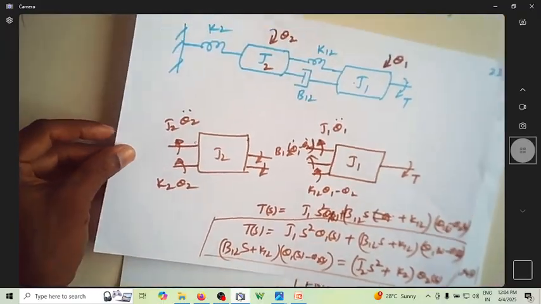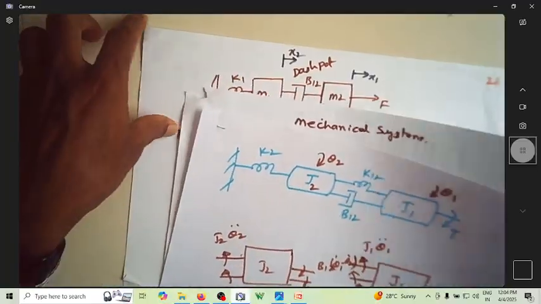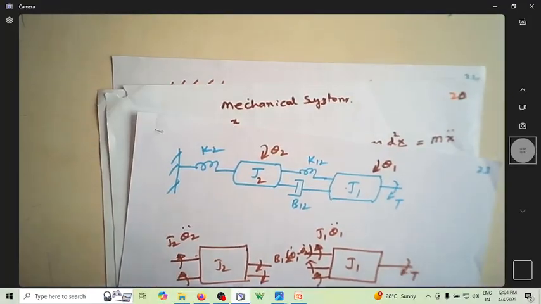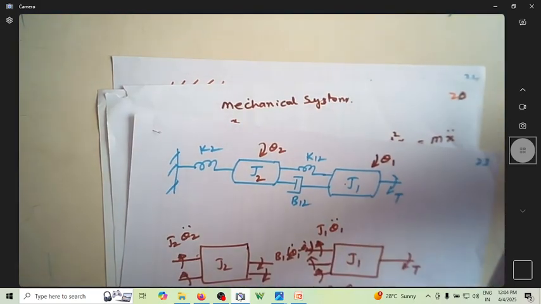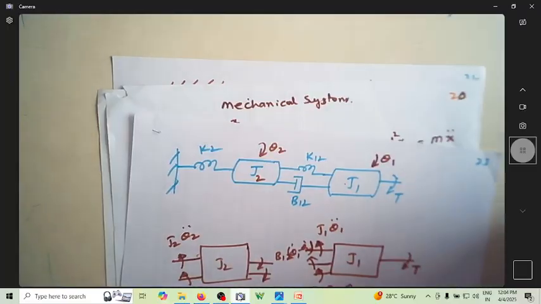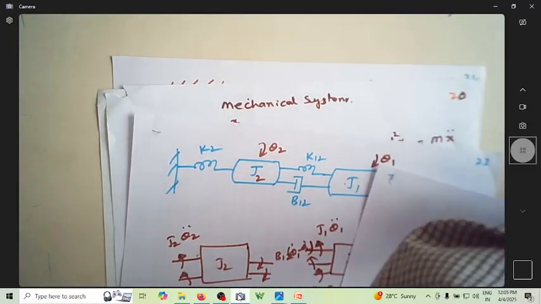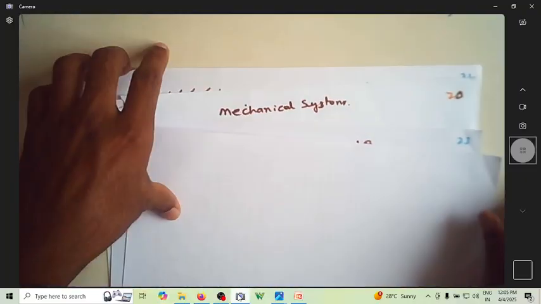Now we will see a few more such systems. Let me write another system having something like this.